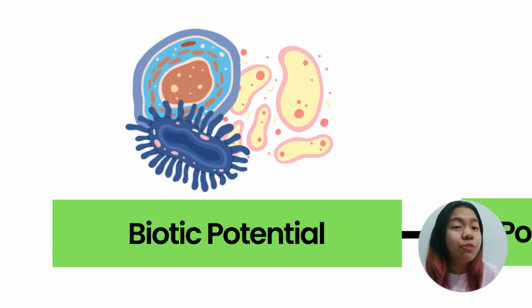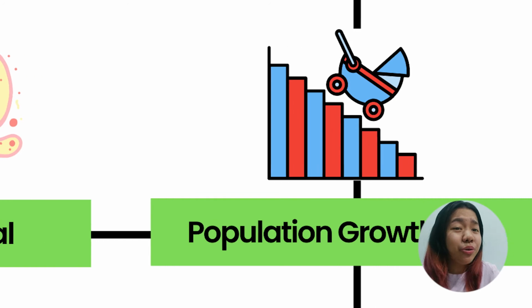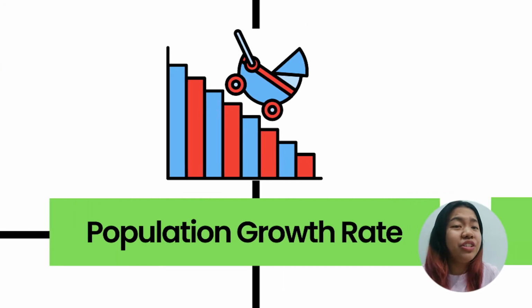Biotic potential aids population growth, for it is the ability of the organisms within the population to reproduce. With this in mind, the concept of population growth rate surfaces. The mentioned concept derives the product of the current population size and the increase in the number of organisms caused by the biotic potential of the population.